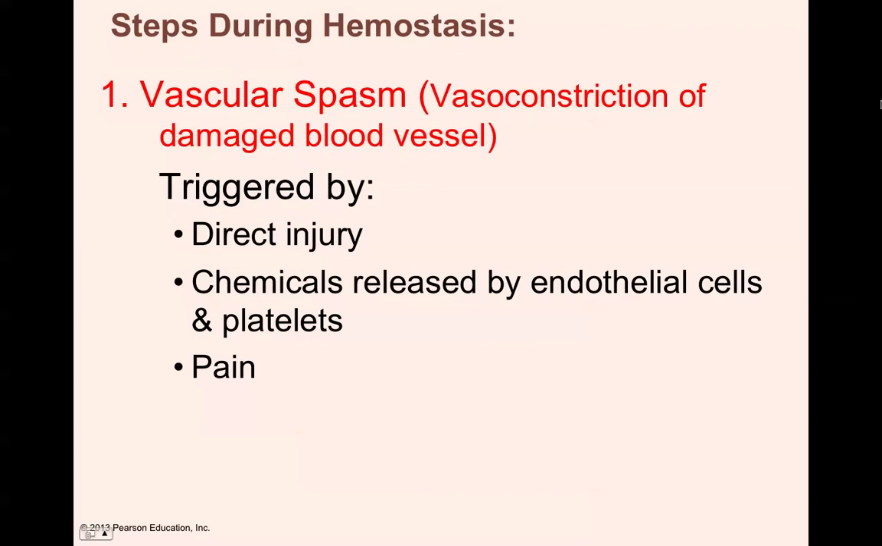Okay, vascular spasm. This is vasoconstriction of the damaged blood vessel. This will be triggered by direct injury, and then there'll be chemicals released by the endothelial cells, which are the cells lining the blood vessel, and the platelets. And it'll be triggered by these chemicals, direct injury, and pain.